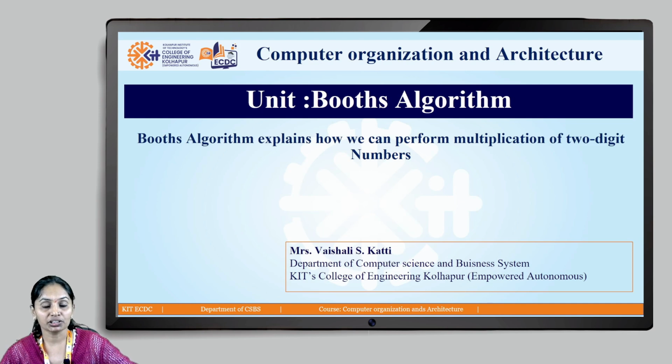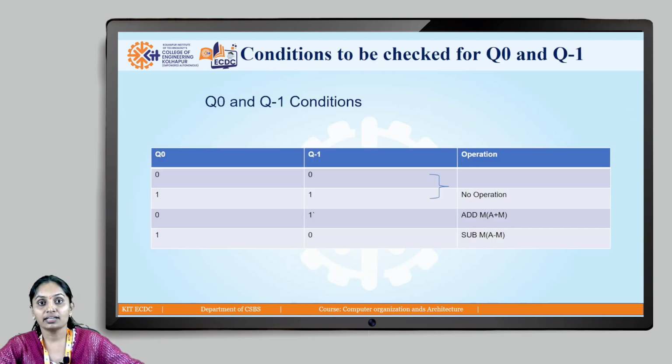Before starting the operation, first you should know the condition of Q0 and Q minus 1. Whenever the condition of Q0 and Q minus 1 is 0, 0 or 1, 1, we do no operation, meaning we only do the right shift operation. Whenever the condition is 0, 1, we do the add M operation, that is the contents of accumulator plus multiplier. Whenever the condition is 1, 0, we do the sub M operation, that is A minus M. So we will take the next example.